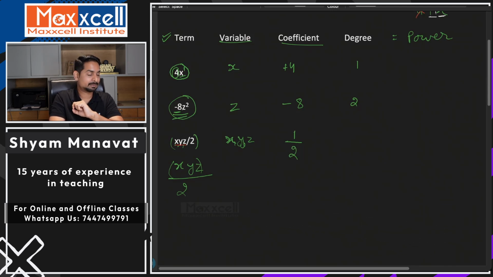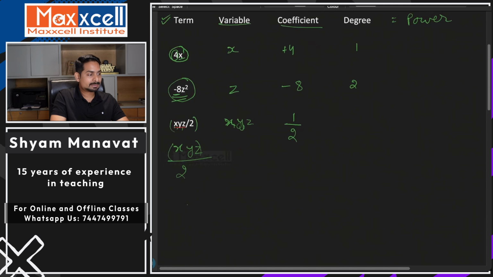What is the degree of the term here? What is the order of the term here? Now you got 3 variables which are in multiplication. So here you have power 1 for x, power 1 for y, and power 1 for z. So the order of this term will be 1 plus 1 plus 1, so it will be 3. Did you understand? Let me give you one more example.